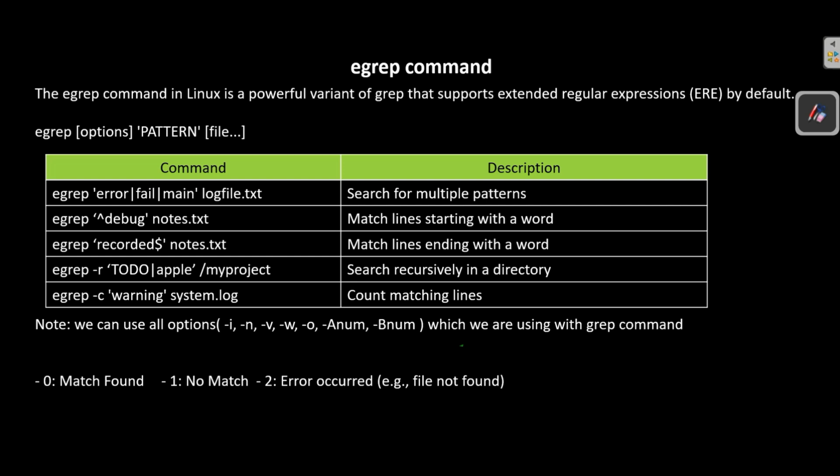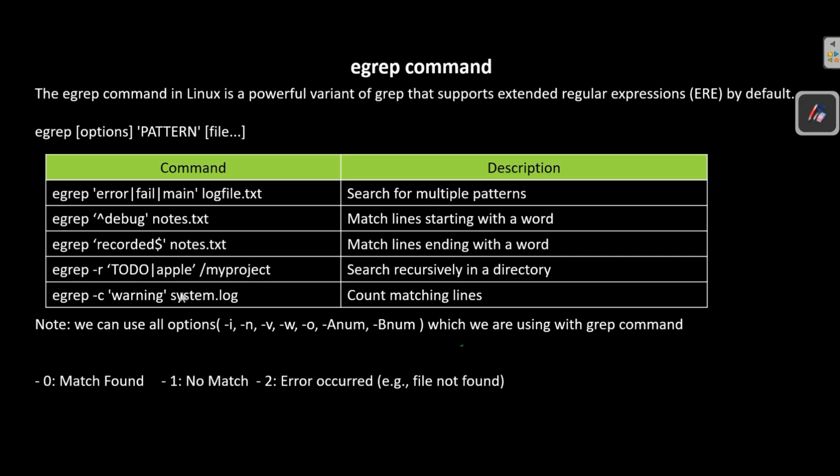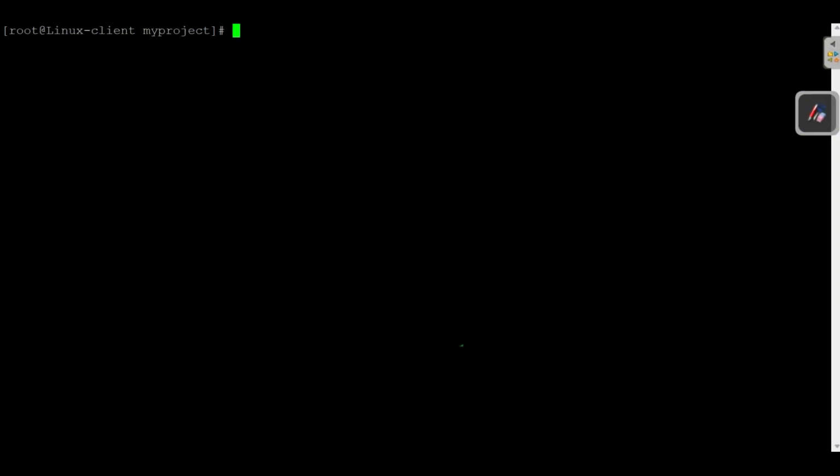Apart from this, you can give multiple options in one command. It is not like you have to use only a single option. For example, here I used double options in many places. So hyphen i, hyphen w, hyphen n, like that you can add multiple options here. Okay, so we will run.